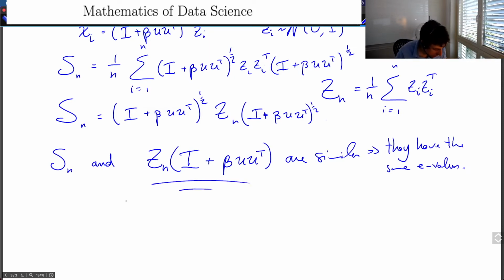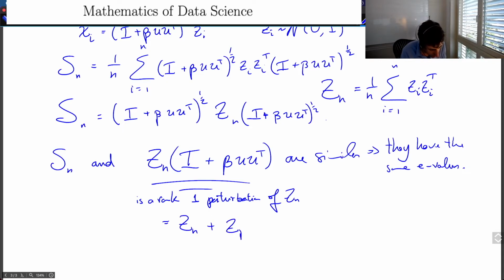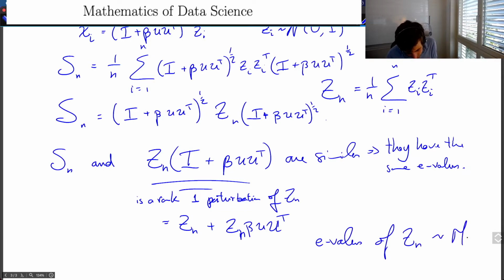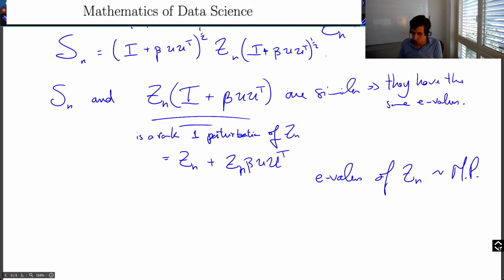So now I can study this matrix instead. This matrix is a rank 1 perturbation of Zn. Indeed, this matrix equals Zn plus Zn beta u u transpose, which clearly is a rank 1 matrix. We know we have these interlacing theorems of eigenvalues, so we expect the spectrum doesn't change very much. But what we expect is that there is one eigenvalue, the one towards the right, that might be far away, at least when beta is big, which is exactly what we want to predict. Moreover, the eigenvalues of Zn satisfy the Marchenko-Pastur distribution. So this is what we're going to use.